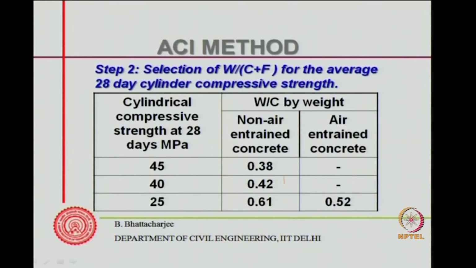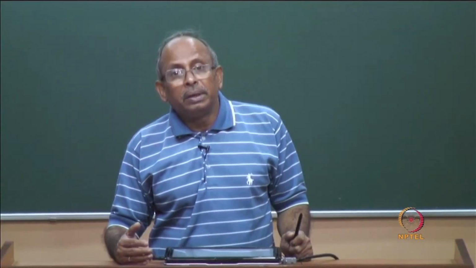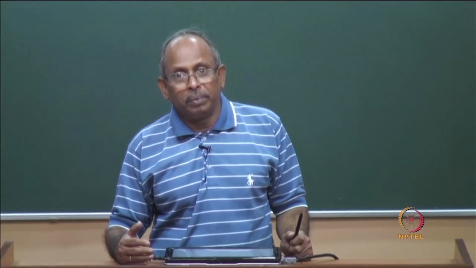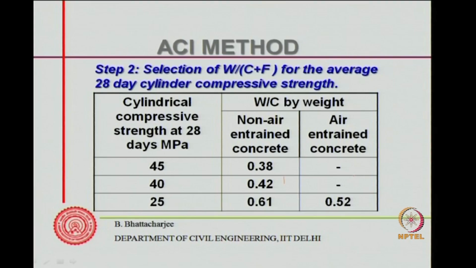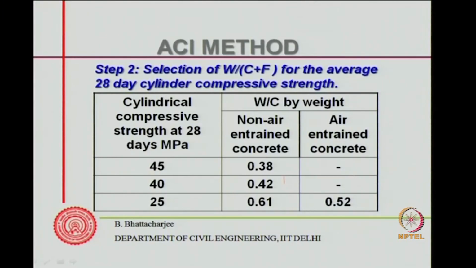First of all, in Indian method, it is suggested you take it from experience or the durability requirement. In the British DOE method, strength versus water cement ratio curves are given, so you have to pick up one of the curves. Here, the recommended water cement ratio is given in terms of a table. So, from the table you pick up for air entrained concrete and non-air entrained concrete, depending upon the strength. In fact, here is only a part of the table, the complete table will have more data. The average cylinder strength is given.